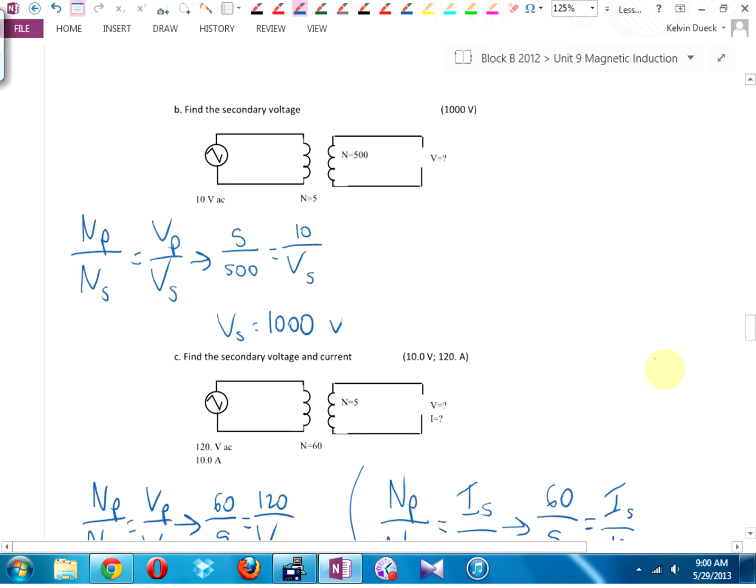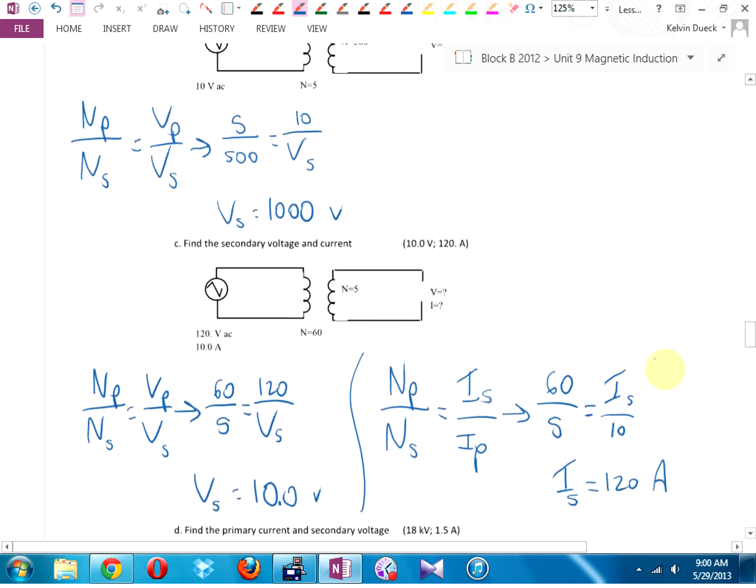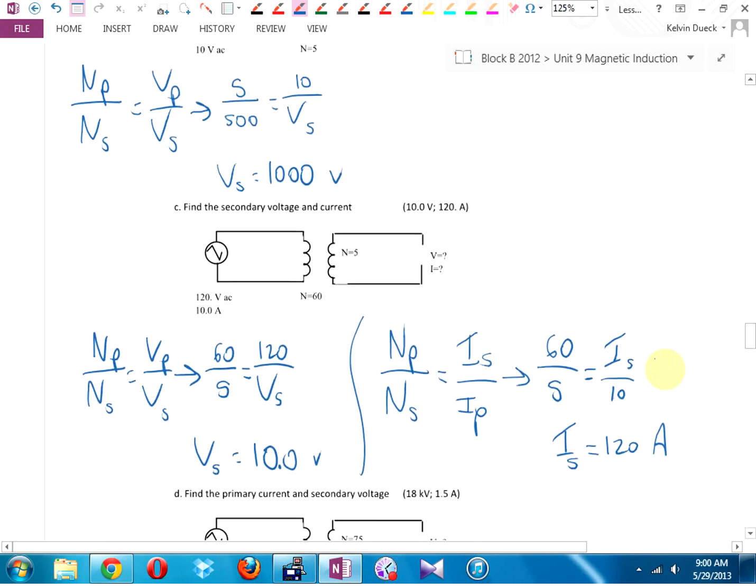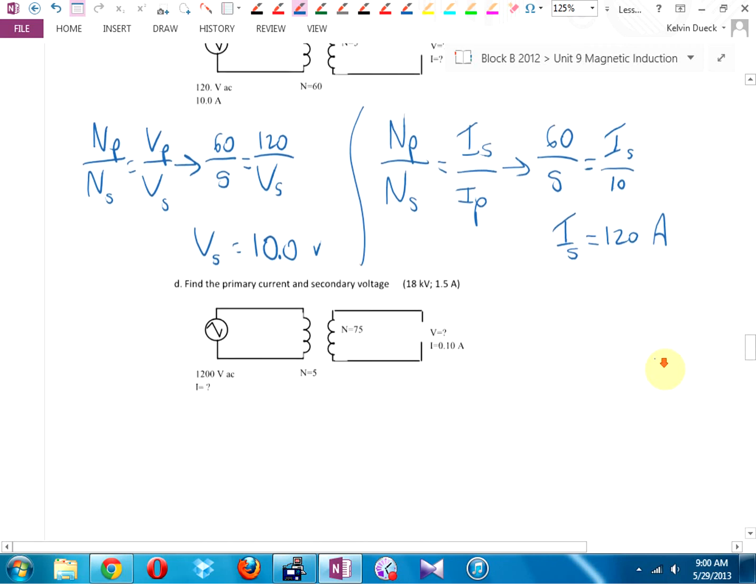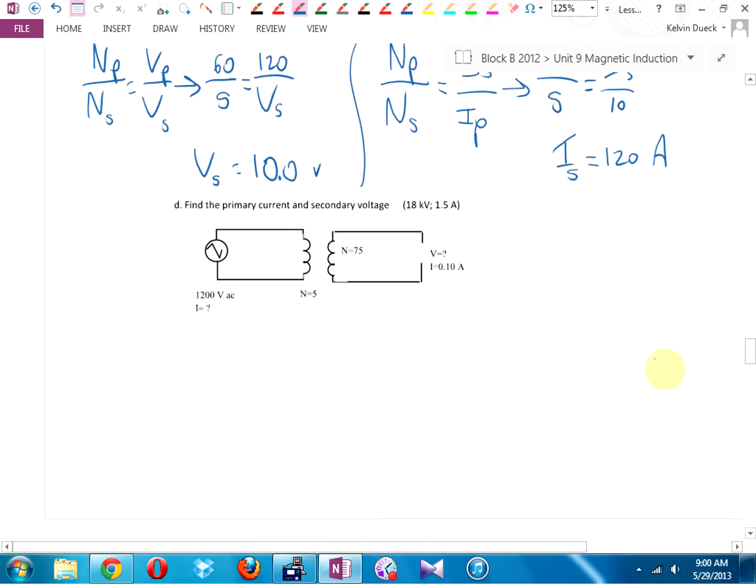I got 1,000 volts for B, yes? For C, I got 10 volts and 120 amps. D, I haven't done yet. I have a feeling for D, I might need to use a calculator. Oh, and again, they've told me both, so the number of coils, primary over secondary equals primary over secondary.